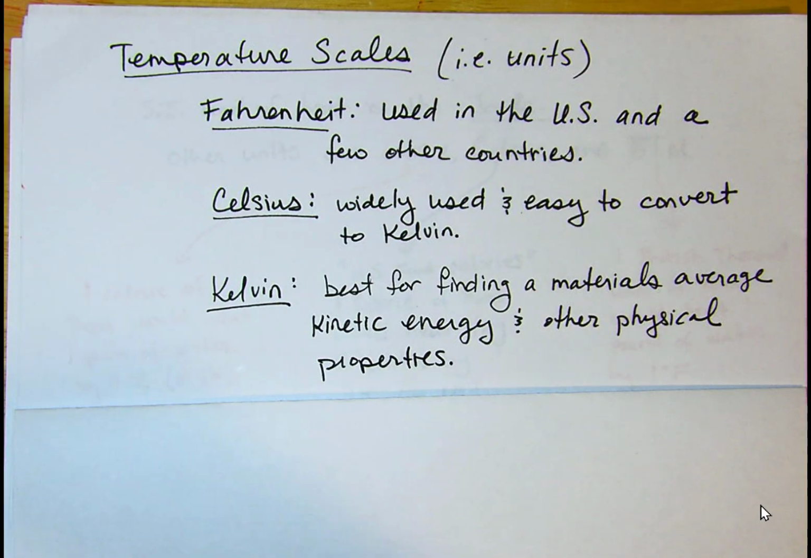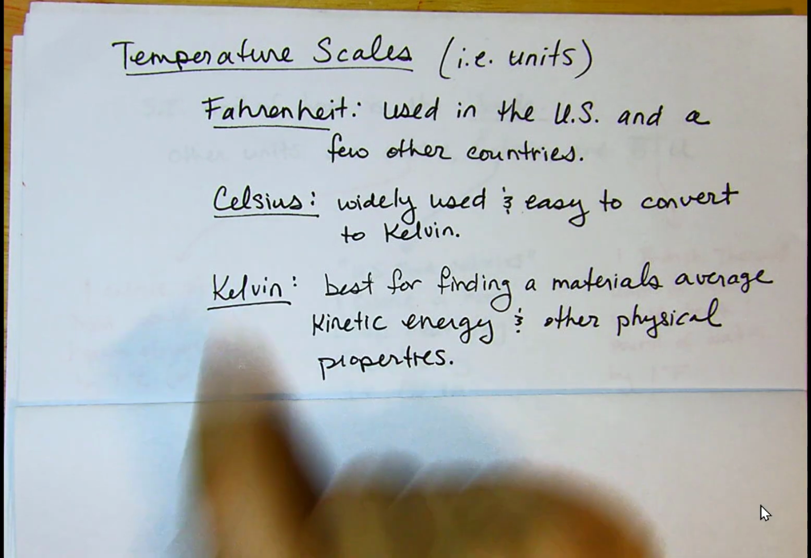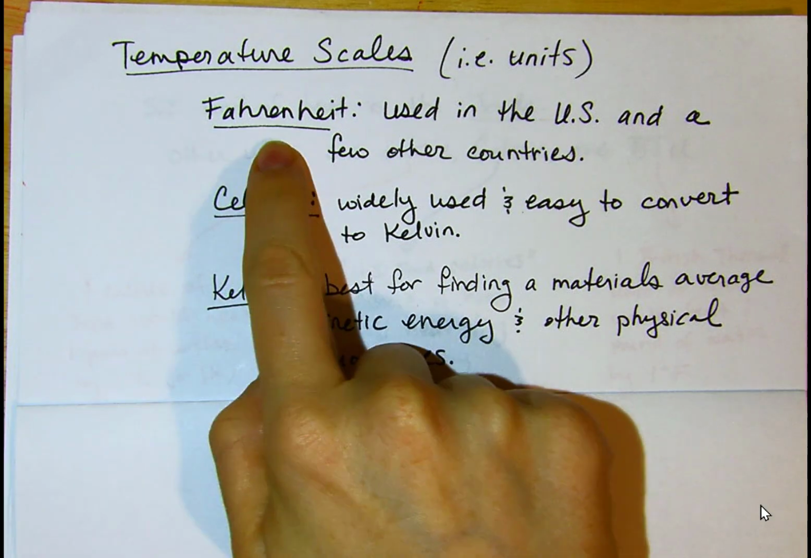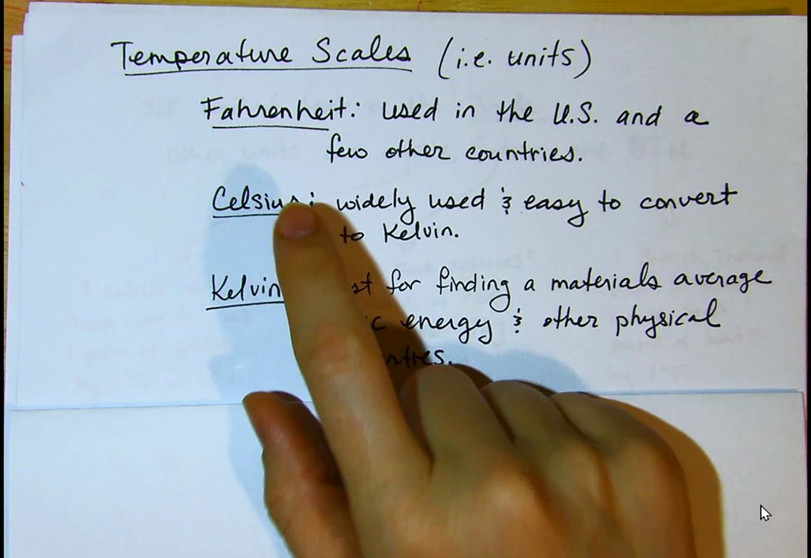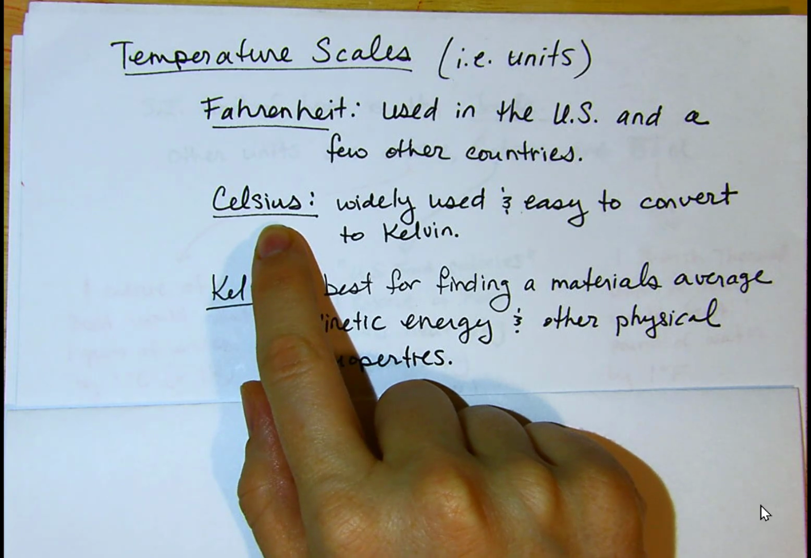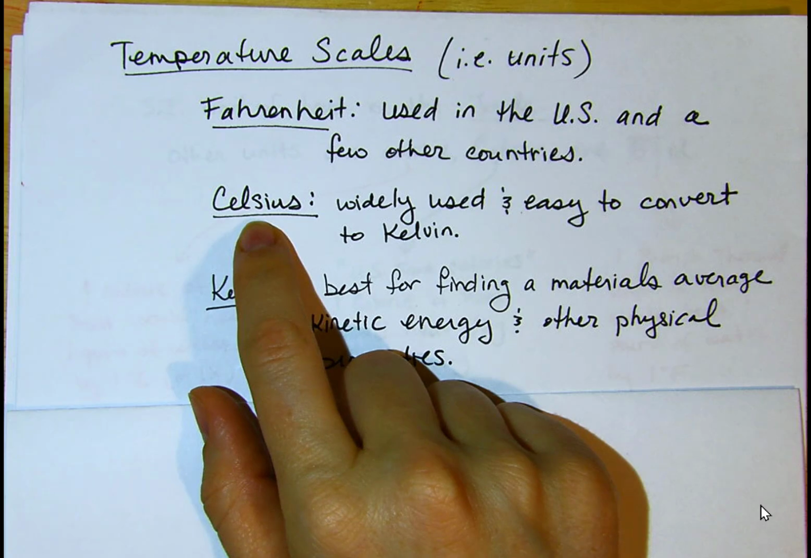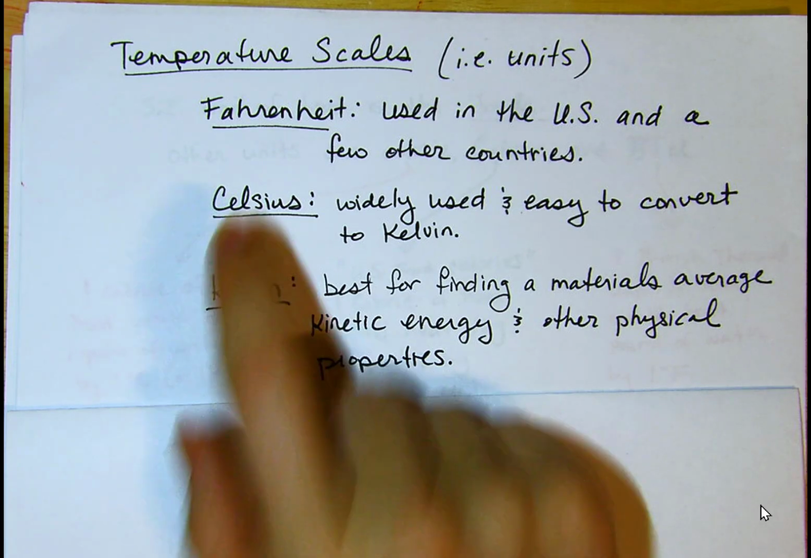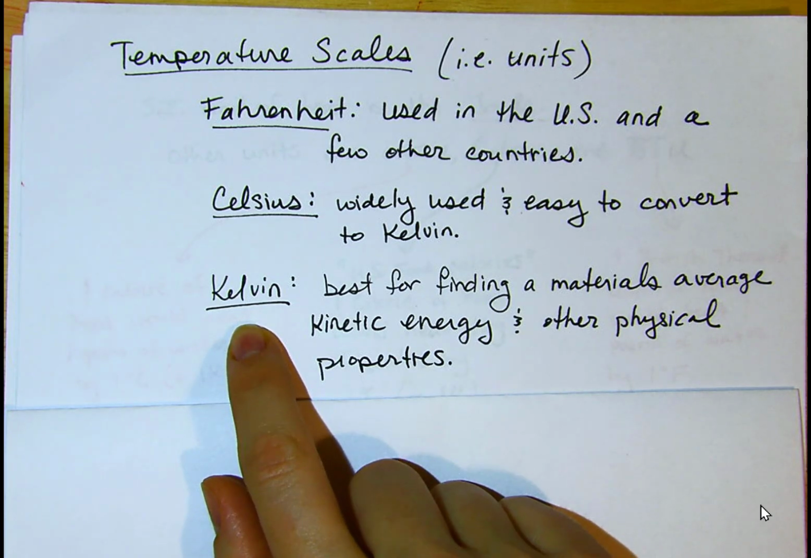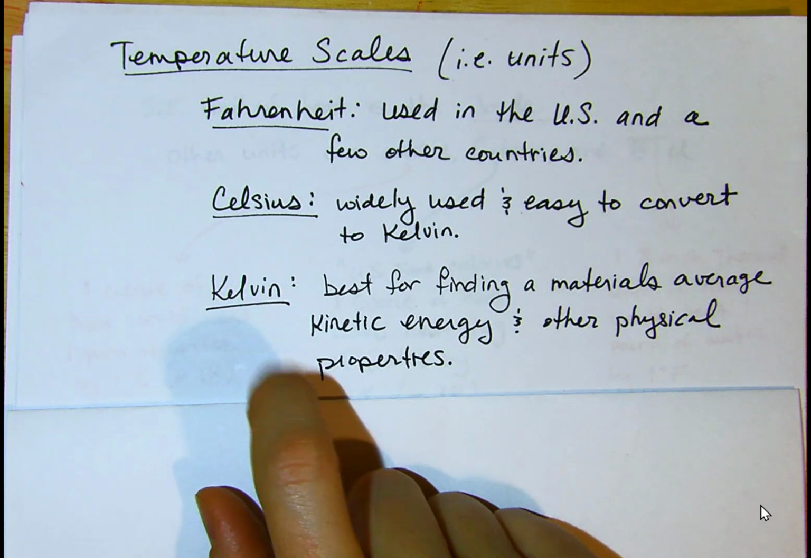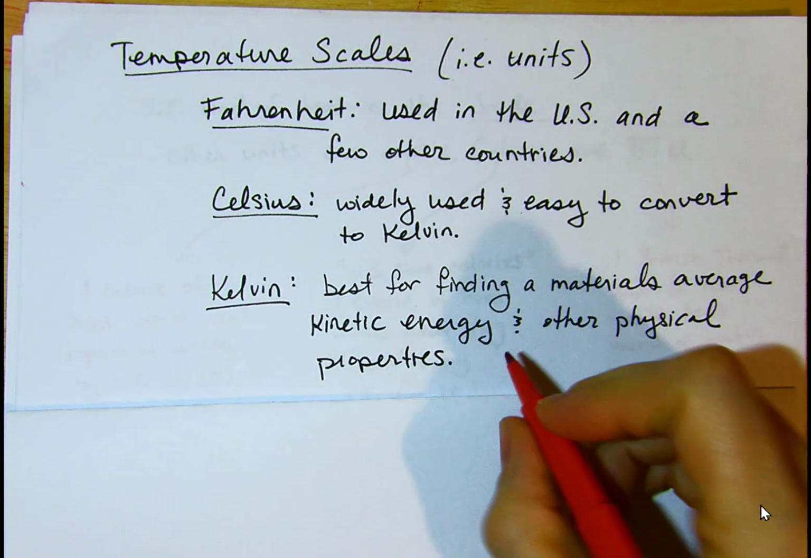All right, there's 3 temperature scales that we should note: Fahrenheit, Celsius, and Kelvin. Fahrenheit is used in the United States and a few other countries. Celsius is widely used, and it's also easy to convert to Kelvin. So most of the world would use Celsius when they're talking about temperature. And Kelvin is best for finding a material's average kinetic energy, as well as some other stuff. And this is our SI unit.